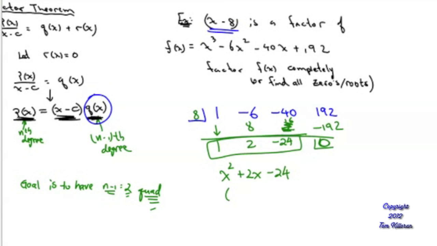So we're going to factor this into x, 6, x, 4. What kind of 6, what kind of 4? Positive 6, negative 4. So if we want to factor f of x, it would be x plus 6 times x minus 4 times that original x minus 8. And this is the exact same thing as f of x.